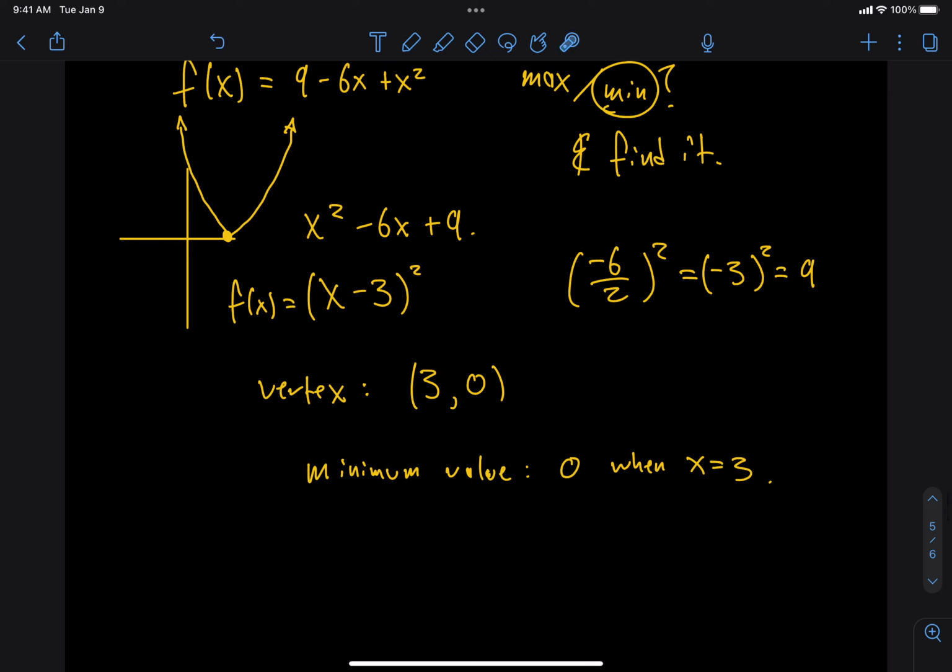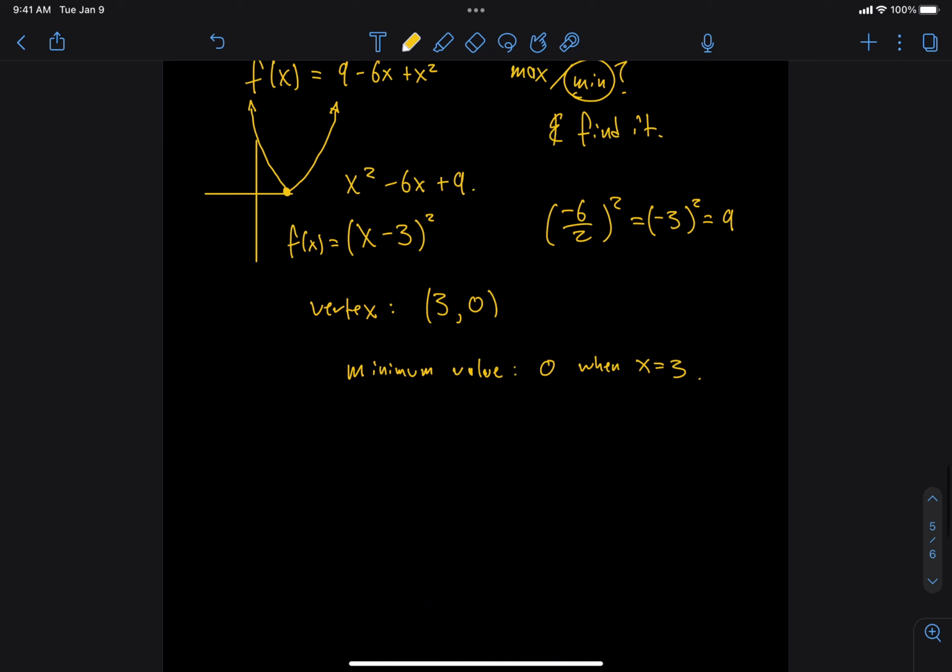For a parabola, if it opens up, it will have a minimum, and the minimum occurs at the vertex. If it opens down, it's not going to have a minimum, is it? It's going to have a maximum, and the maximum is again going to occur at the vertex. Yes? Can't you also do the vertex thing where it's negative b? Yes, you can. You can always do that as well.